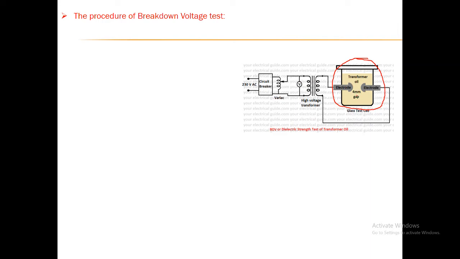As per the IEC or the Indian standards, the length of gap which one has to set between the two hemispherical electrodes is either 2.5 millimeter or 4 millimeter. It depends upon the client. So this is the basic circuit diagram.